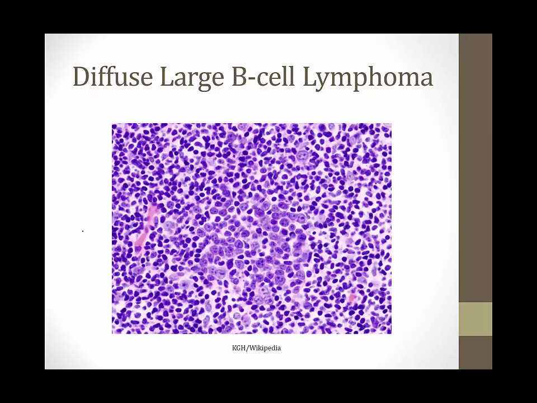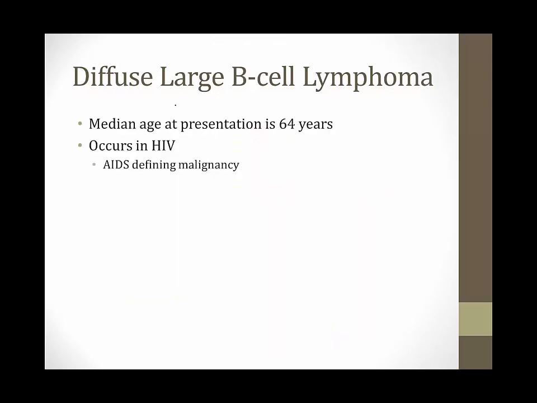This is an example of a biopsy specimen of diffuse large B-cell lymphoma. It's very difficult to recognize the cancerous cells if you're not trained in pathology. I don't recommend that you try to do that. What you should be able to appreciate, however, is that the normal lymph node architecture, including the follicles, has been obliterated. This is a cancer of older patients. The median age at presentation is 64 years.